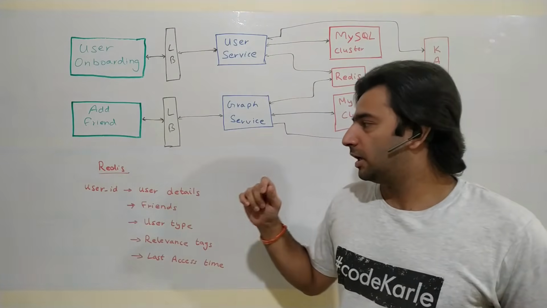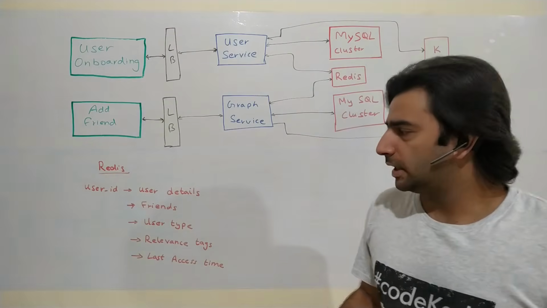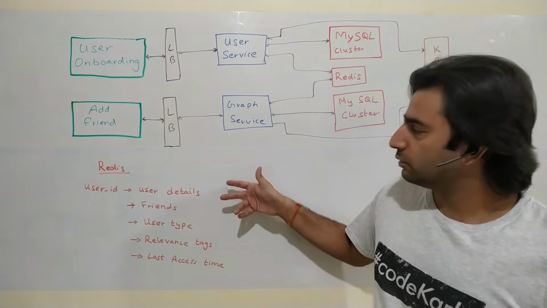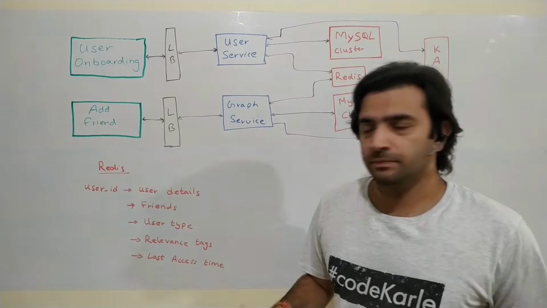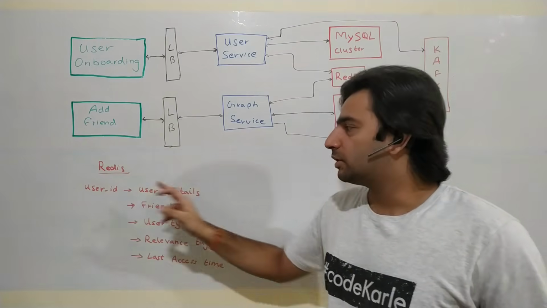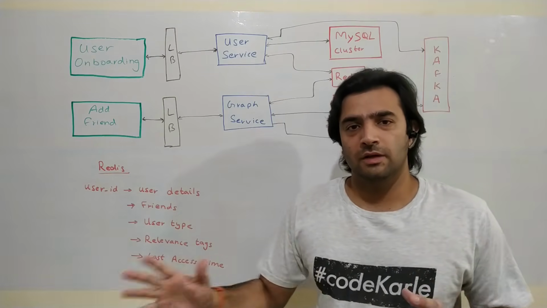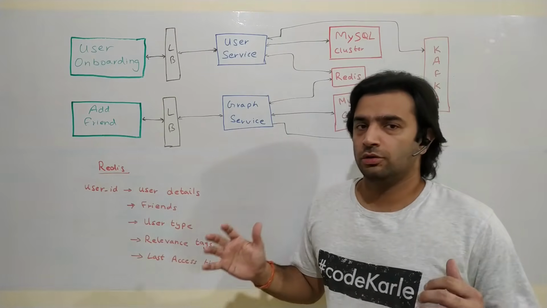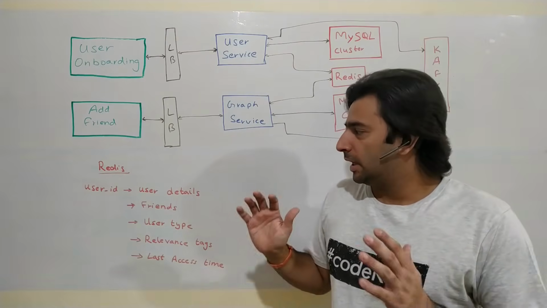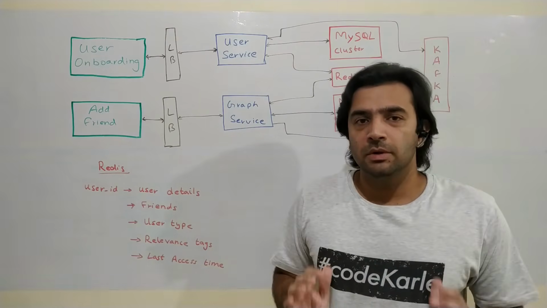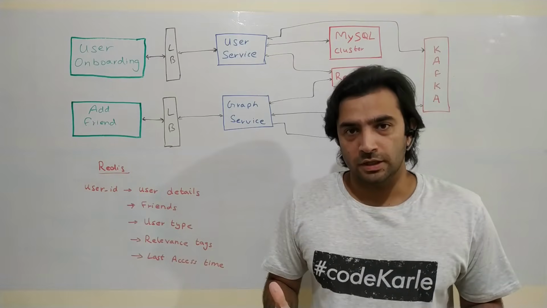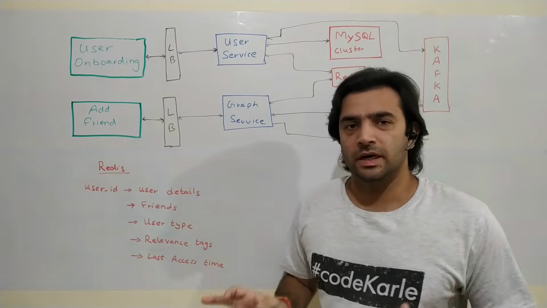Okay. Now, other than this, there are a lot of other attributes that also get stored in this Redis. Key in all the places is user ID. Values are these things. So user details and friends we've looked at. It also stores what is the user type against a user ID. Remember the user type that we talked about: active user, live user, passive user, famous user. So based on some logic, user service would be able to identify what kind of a user it is, and it would be able to update that.